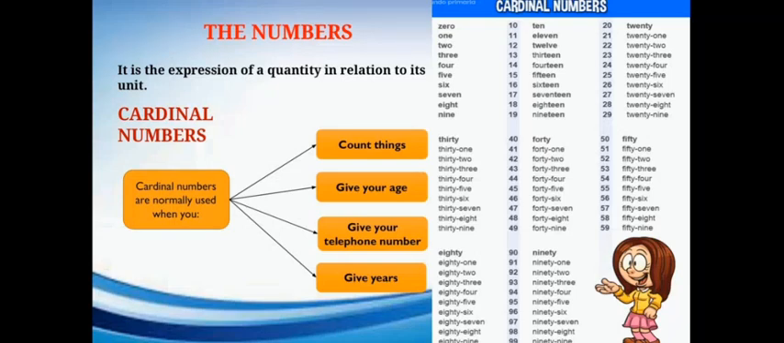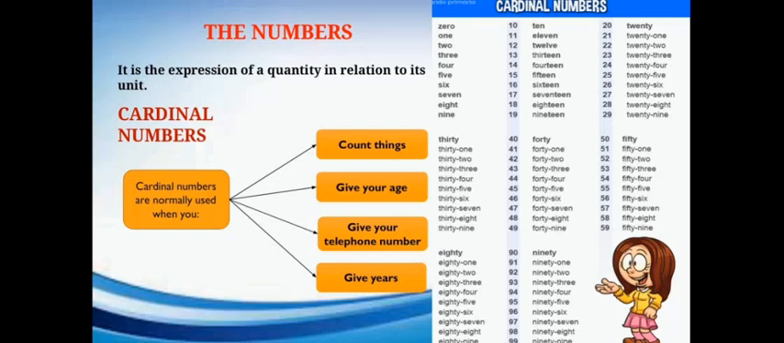Cardinal numbers are normally used when you count things. For example, I have 2 brothers. There are 31 days in January. Give your age. For example, my sister is 27 years old. I am 44 years old. Give your telephone number. For example, our phone number is 26175. Give a year. For example, she was born in 1975.